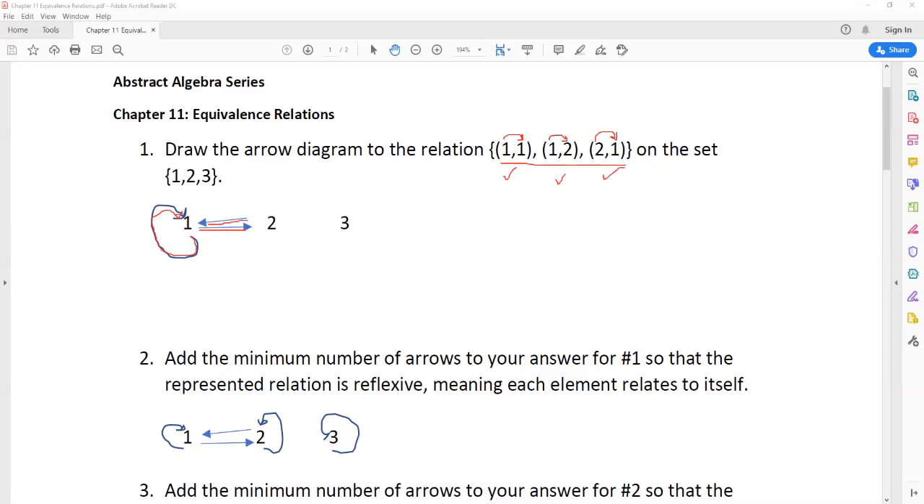Number 2 says to add the minimum number of arrows to your answer for number 1 so that the represented relation is reflexive, meaning that each element relates to itself. In order to have a relation that's reflexive, every element has to relate to itself. And we were given in number 1 that 1 relates to itself. But in order to make it reflexive, we would also have to force 2 to relate to itself, and we would have to force 3 to relate to itself.